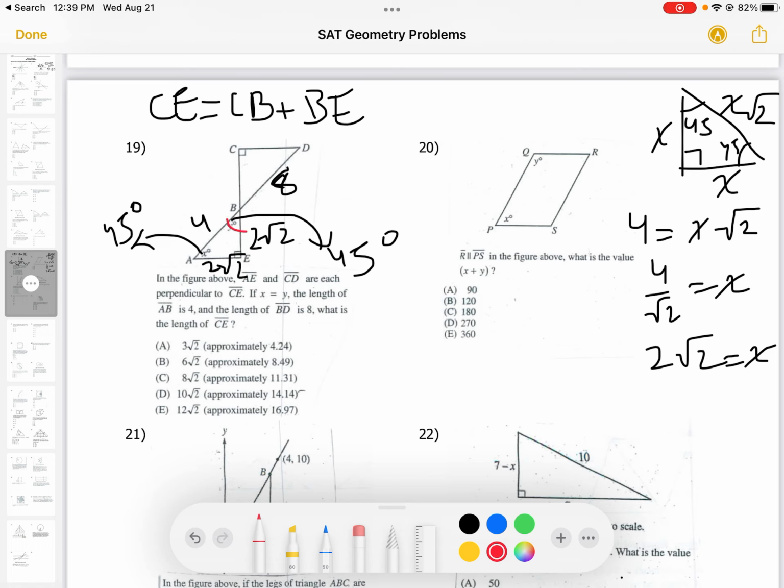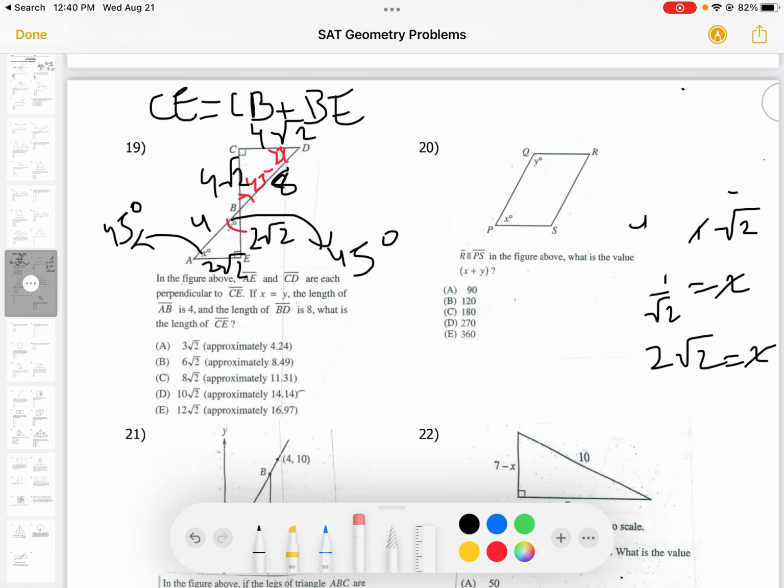I'm noticing that these two angles are vertical, which means they're congruent. So this is also 45 degrees. But then if this angle is 45 degrees, so is this. So we have another 45, 45, 90 degree triangle on our hands. And if we solve the same type of equation, 8 equals x root 2, we get the legs are both 4 root 2. So CE is just 4 root 2 plus 2 root 2, which is 6 root 2. And let me circle that a bit better. There. And we move on. Let me erase this.